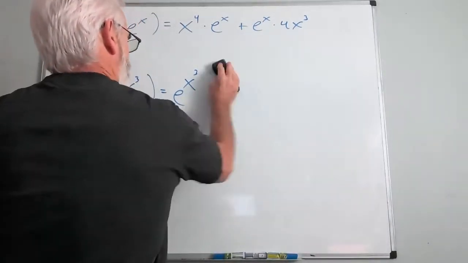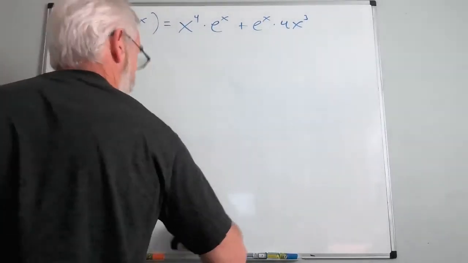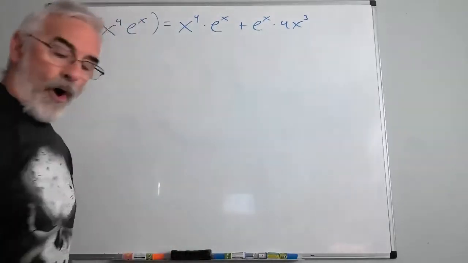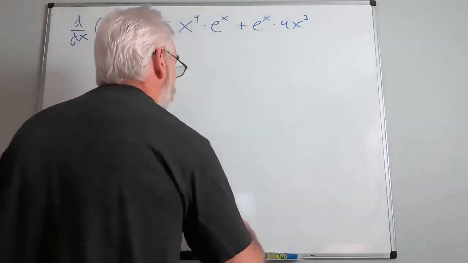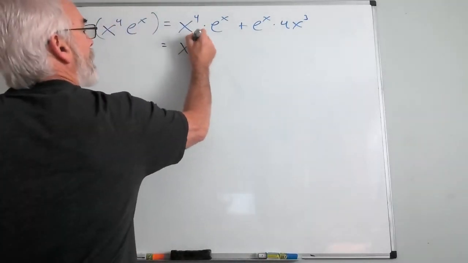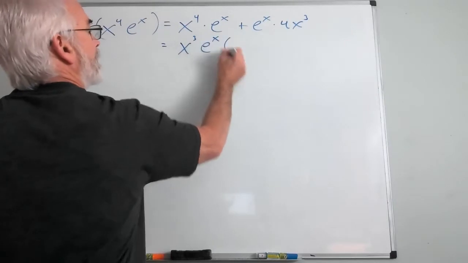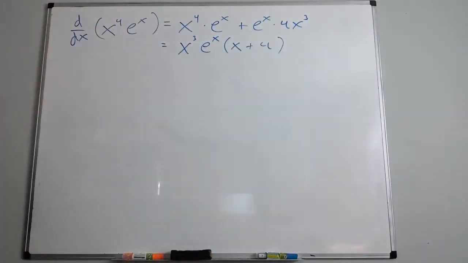So, well, what about the chain rule? Well, you always have the chain rule. They have the chain rule for every function. Now, we said we always want to write the final answer in a factored form. So what's common? Well, it looks like they both have an x cubed and they both have an e to the x, and that would leave me with an x plus 4. So that would be the best version of the answer.